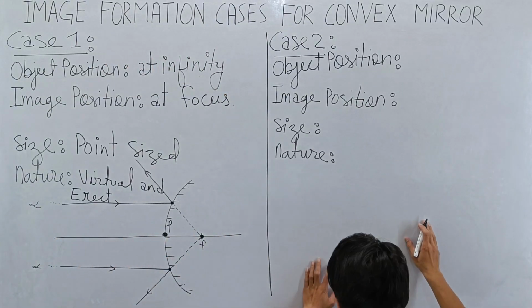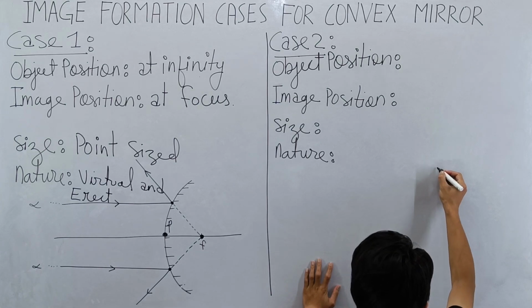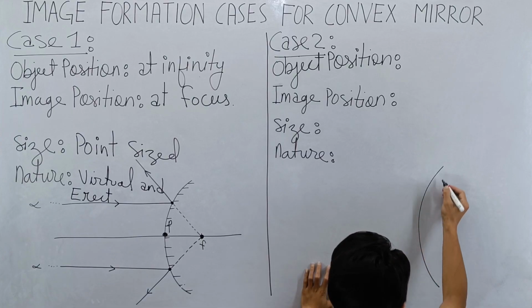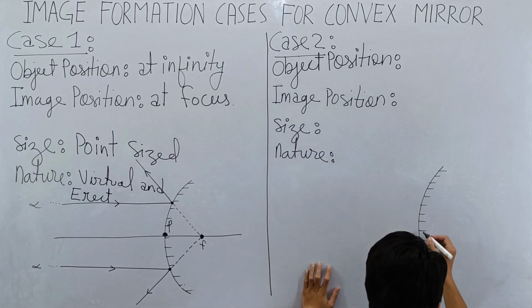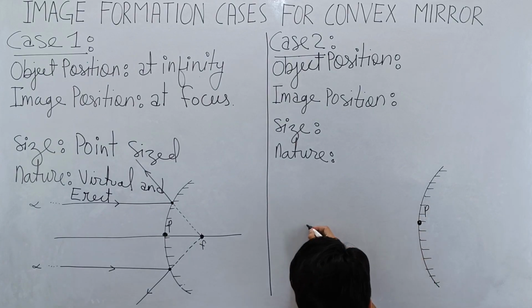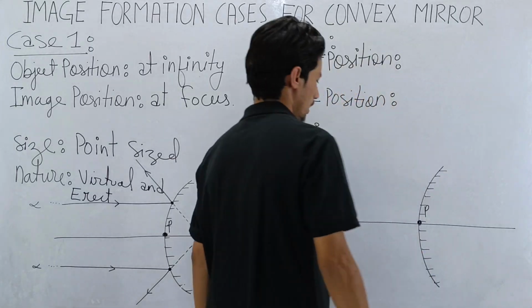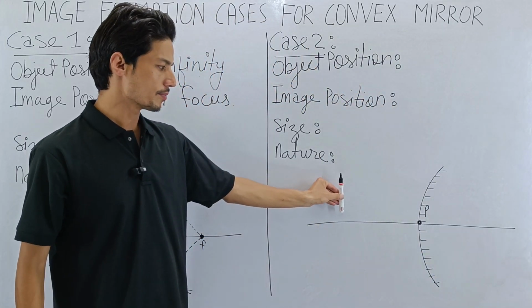Okay, so let us draw the convex mirror here. So the mirror will be drawn like this. Let me draw a bigger one. Then mark the back side of the mirror. Mark the pole here, and then draw the principal axis. And then now, in case 2, the object will be brought in front of the mirror.